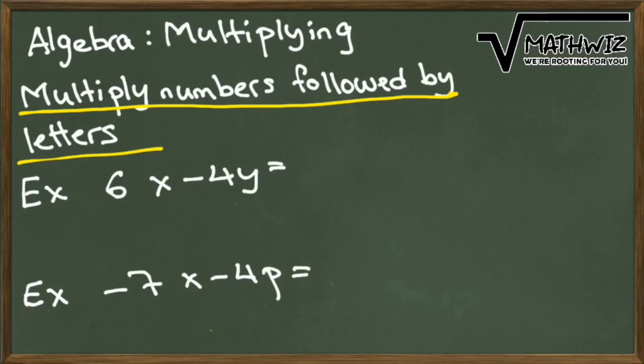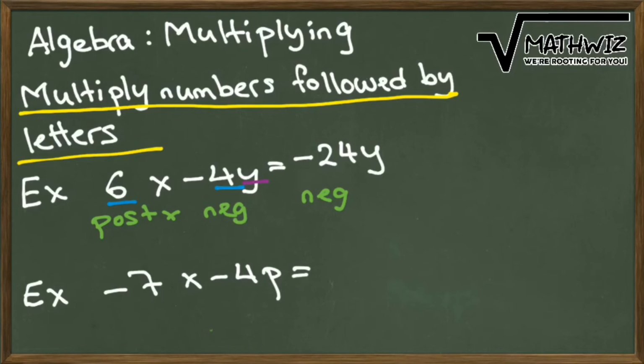So for the next question, we have 6 multiplied by -4y. And so we have a positive multiplied by a negative, which is going to give us a negative. We then multiply the numbers. So 6 multiplied by 4 is 24. And the y, which is left over because it's not being multiplied by anything, we simply write it back.